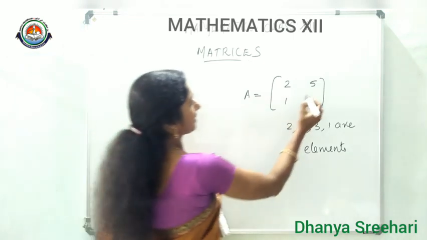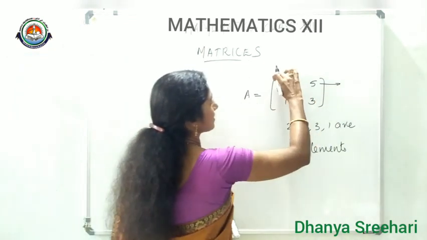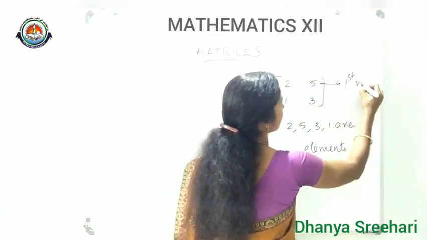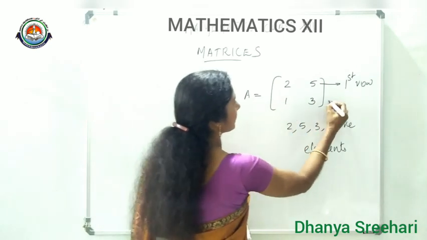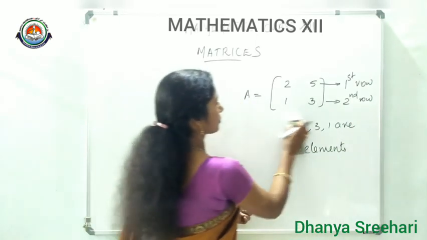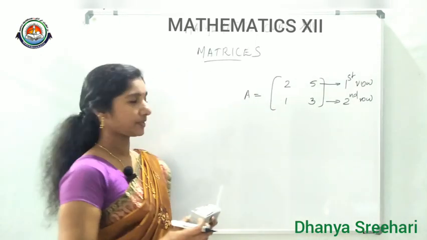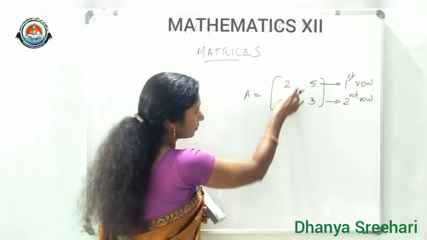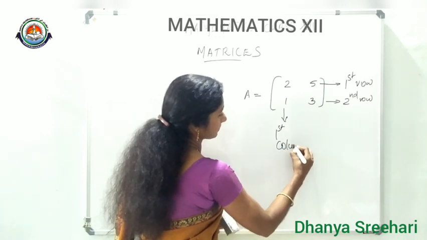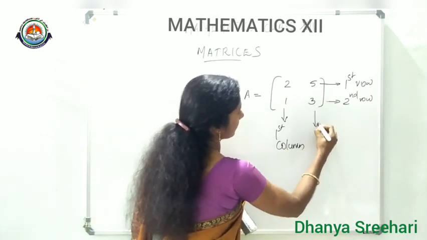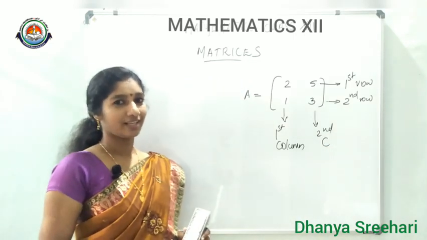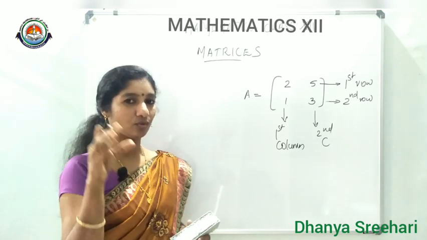Okay. And see this one. This 2, 5 is in the first row. And 1, 3 is called the second row. So 2 rows are there for this matrix. And in the same way, this 2, 1 we will call the first column, and this 5, 3 is in the second column. Clear? So now I focus on the word: what is meant by matrix.